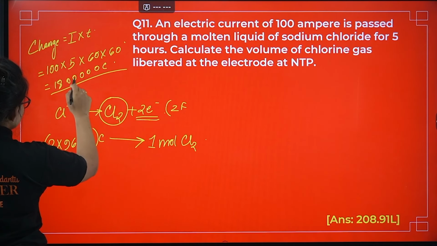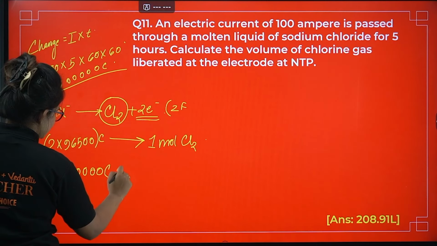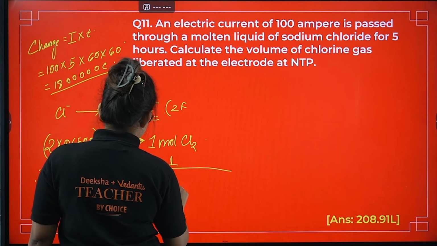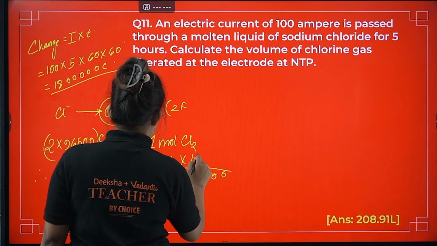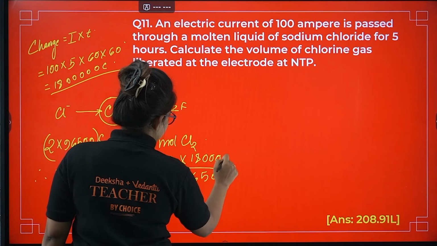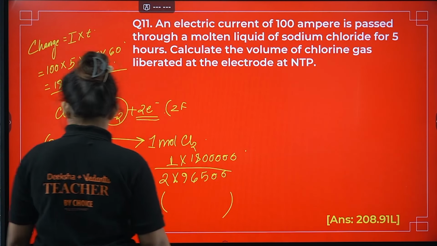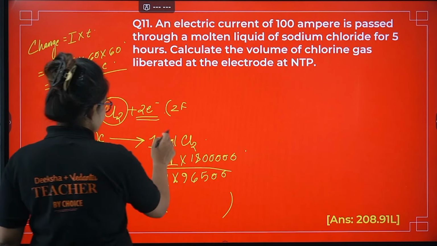181, how many zeros? 1, 2, 3, 4, 5. This much coulomb will be 1 divided by 2 into 96500 into 185. That's it. If you just calculate this, your answer will come here. Basically, here it will come up to be 1 mole.